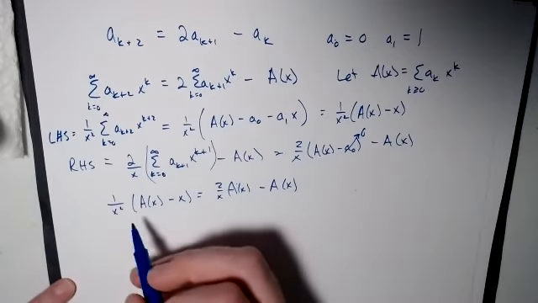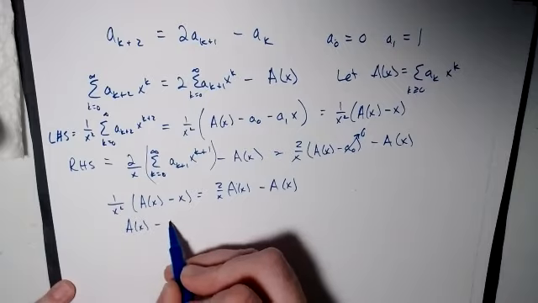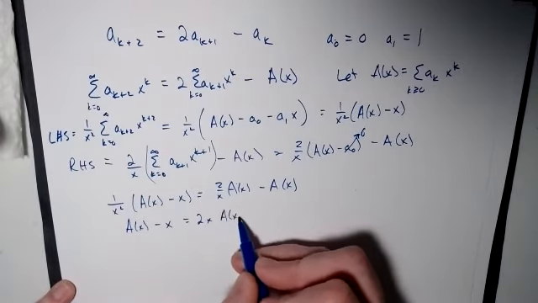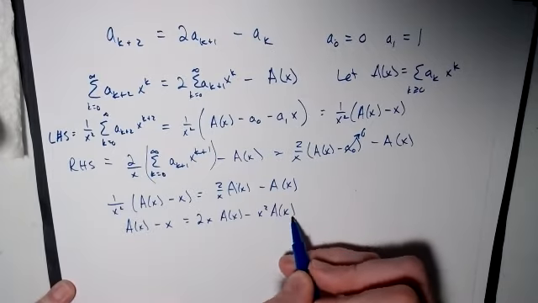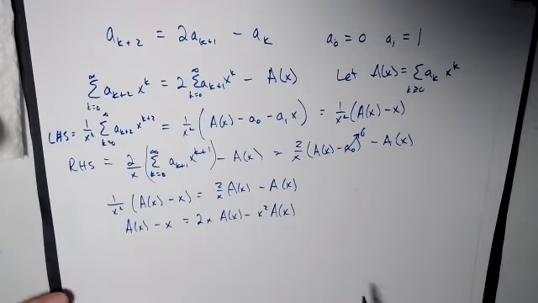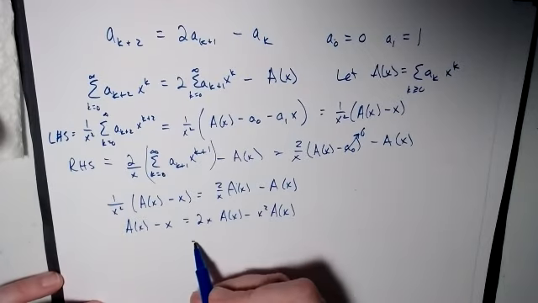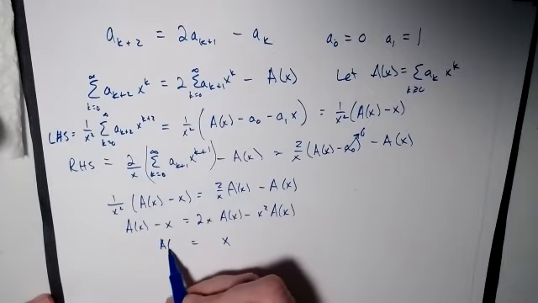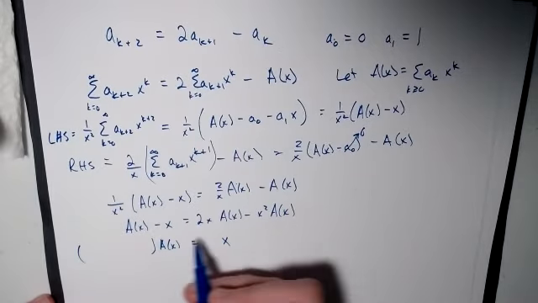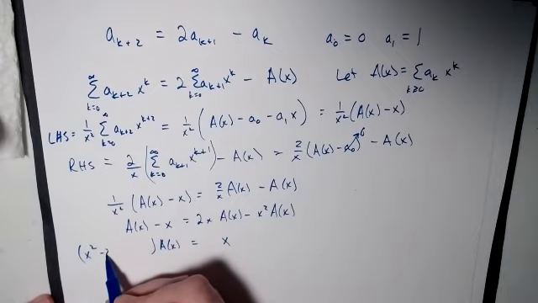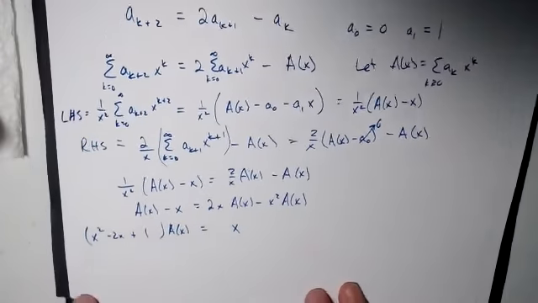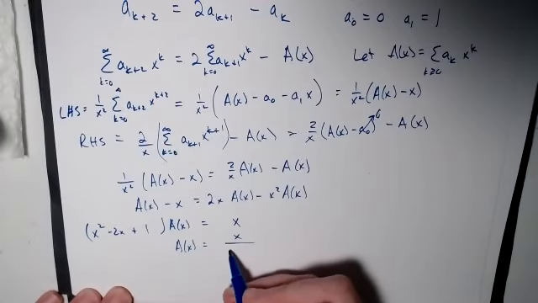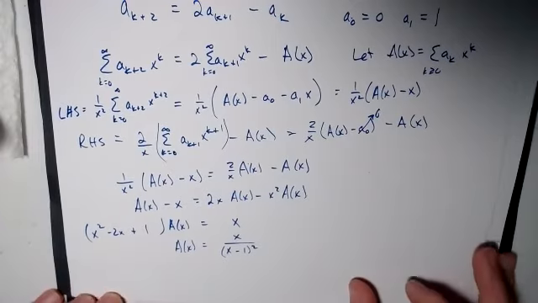So multiply through by x squared, we get A(x) minus x equals 2x A(x) minus x squared A(x). So now we put all of that to one side, except for the x. We'll put the x over here. So we get A(x) times x squared minus 2x plus 1 equals x. So A(x) equals x over (x minus 1) squared.